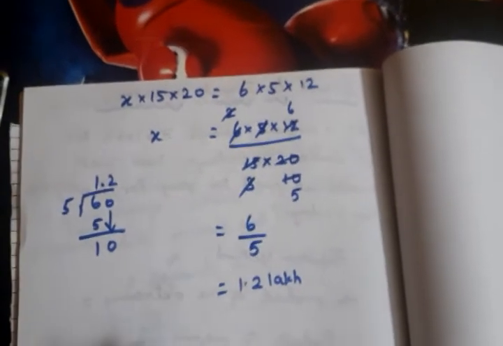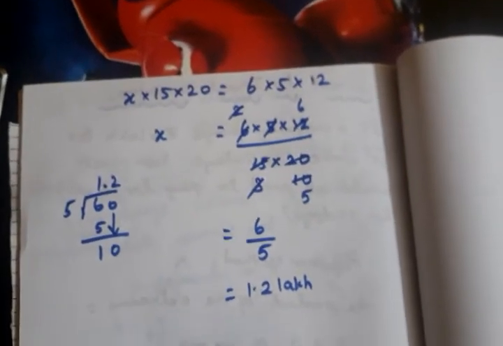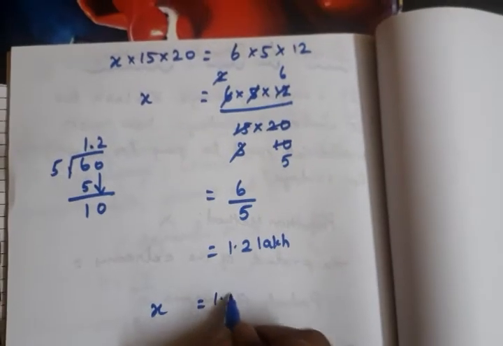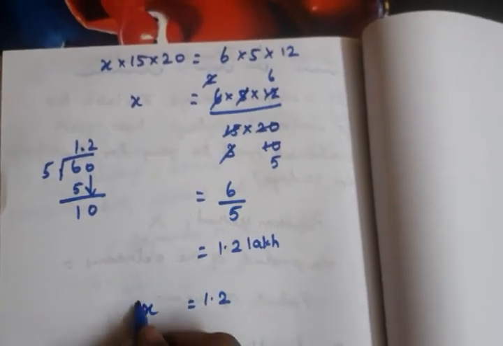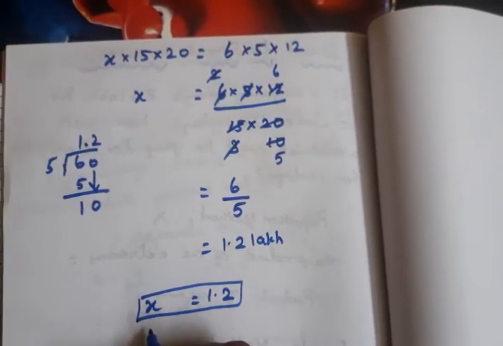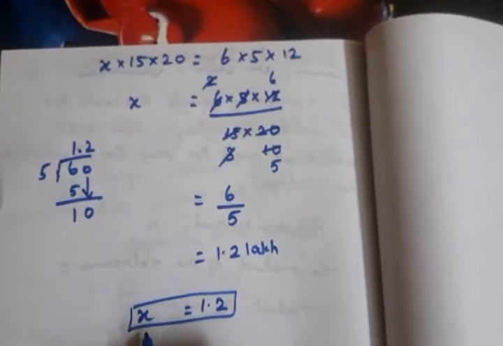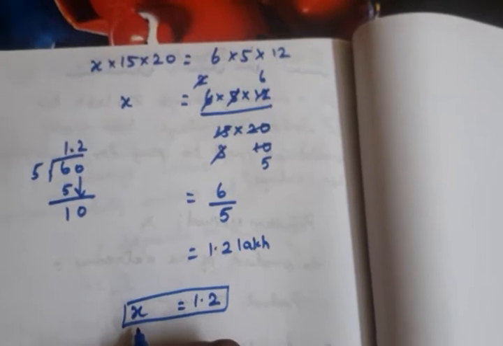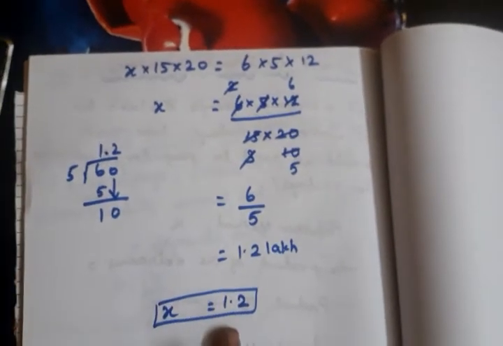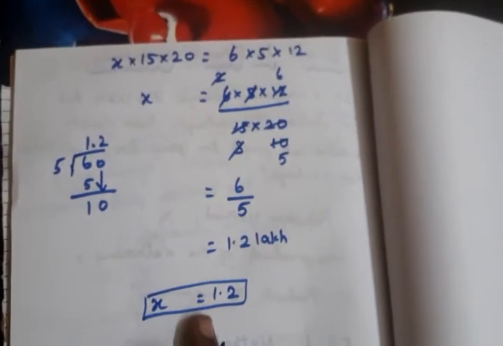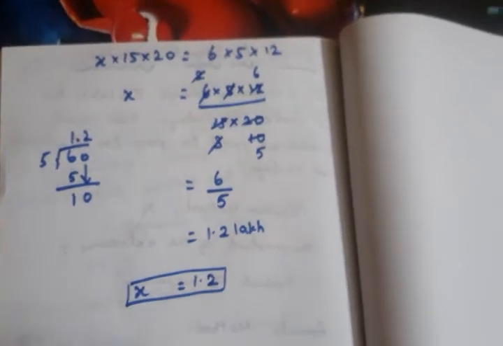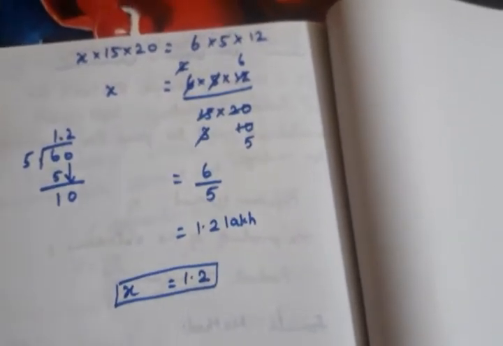So that is for 5 workers. 5 workers, spending a time of 12 days, we get an amount of 1.2 lakhs. That is a direct proportion. Okay. Do you understand? Yes.